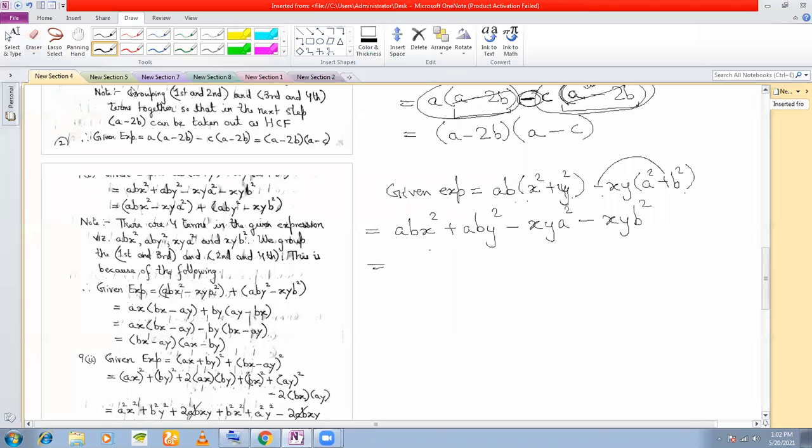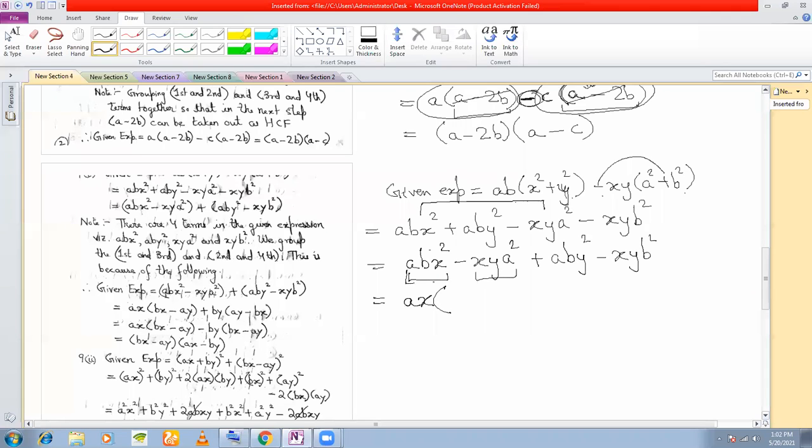Okay, so let us group first and the third. Let us group these two together. And let us group second and the fourth. So I have abx square minus xy a square. And I take second and the fourth together, aby square minus xy b square. Now let's see whether I have some common factors. Is there anything common between this and this? Yes, I can see a is common there, right? What else? I can see x is common, right? I don't see anything else common. So ax from these two I can take out.